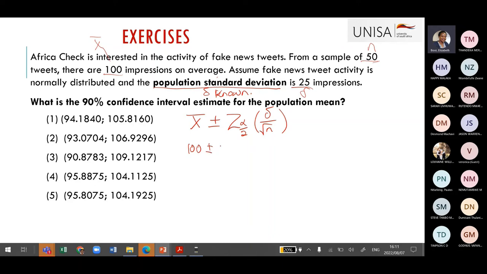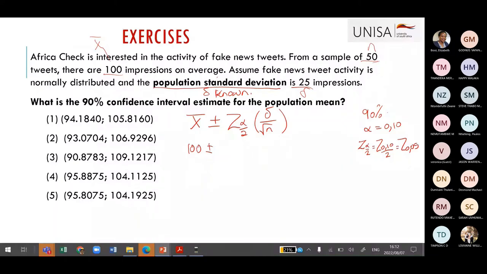100 plus or minus our critical value. What is the critical value? We are looking for a 90%. Therefore, our alpha is 0.10, right? And our Z alpha divided by 2, which is 0.10 divided by 2, which is Z of 0.05. What is the critical value at 90%? 1.645.